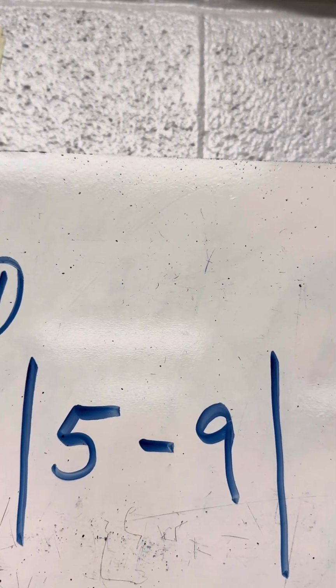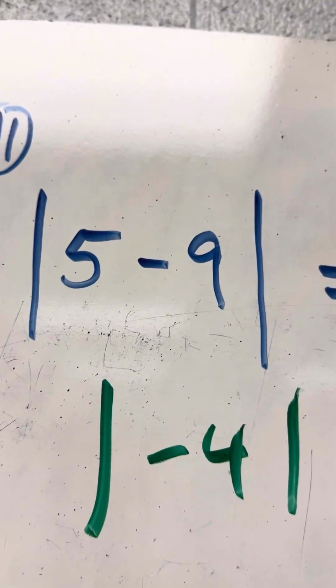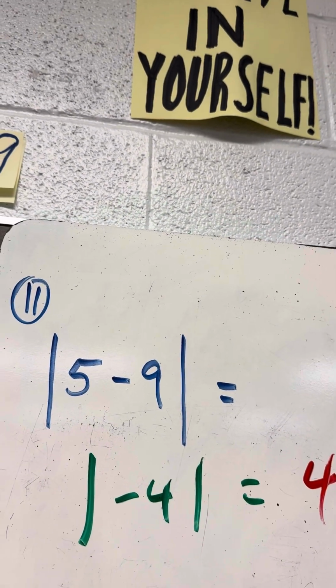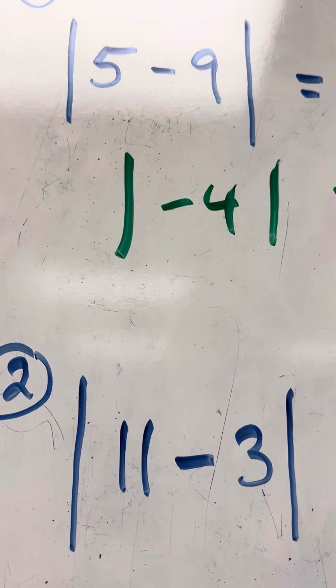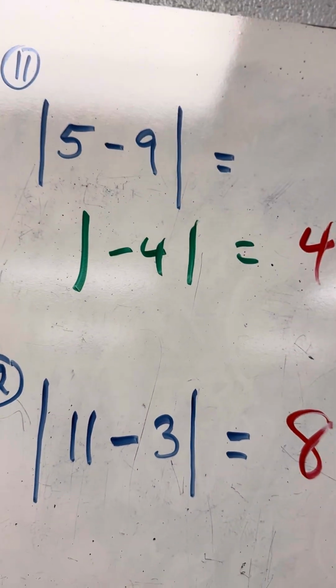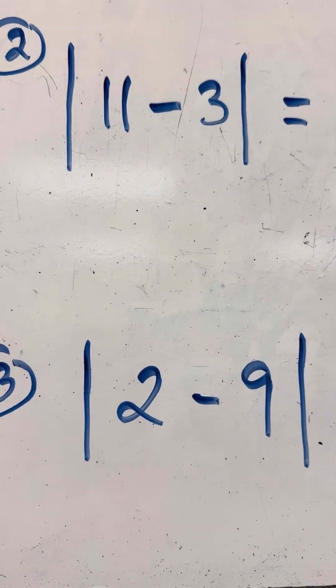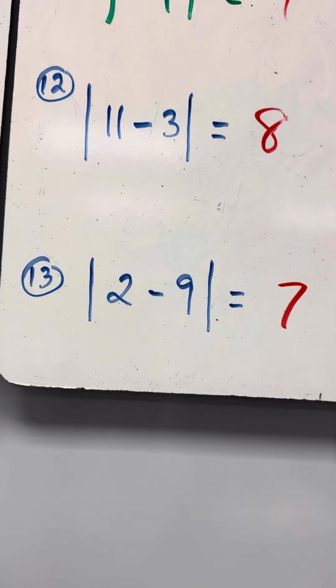5 minus 9 is -4. Absolute value of -4 is 4. 11 minus 3 is 8. The absolute value is 8. 2 minus 9 is -7. Absolute value is +7.